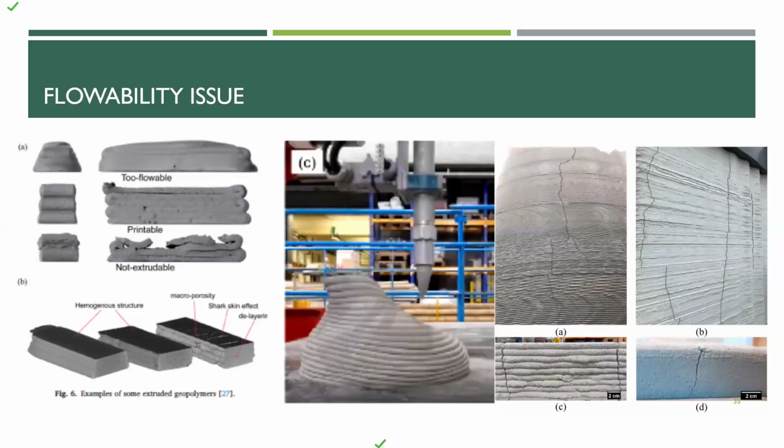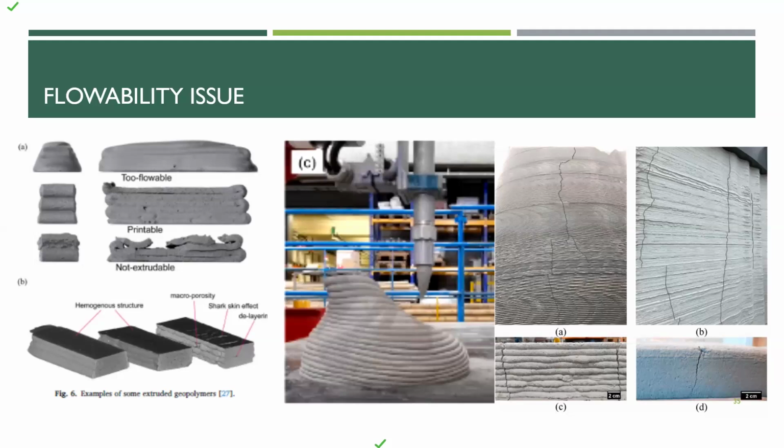The term we use for it is buildability. If the bottom concrete is not hard enough to take the load of the subsequent layer, it can also collapse like this. So it's very important that you have a material which hardens quickly so that it can bear the load of subsequent layers. You have to design your mix in such a way that, one, it should be flowable and extrudable, and two, it should harden quickly so that it doesn't fail upon the load.